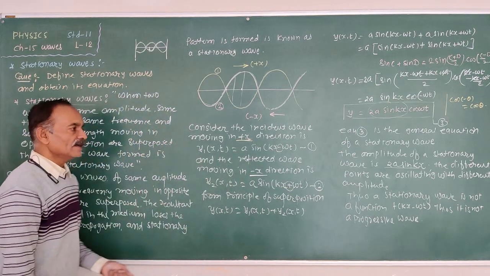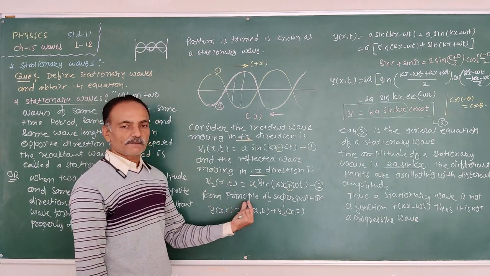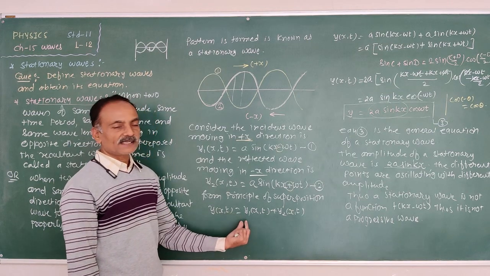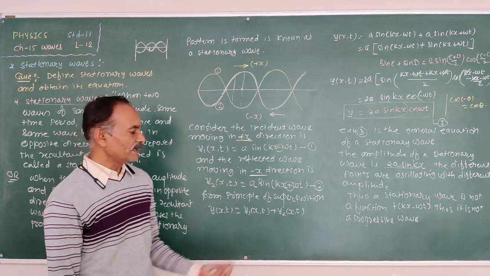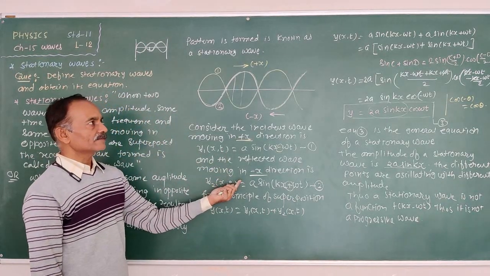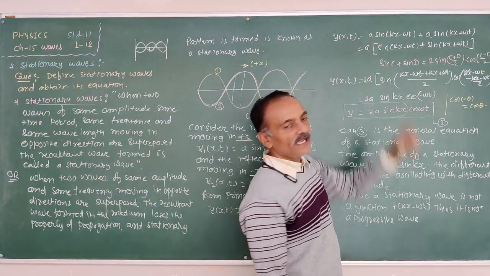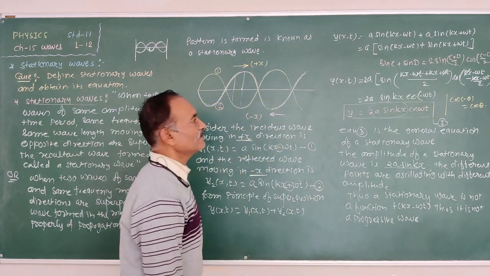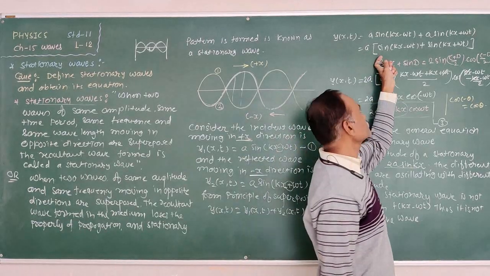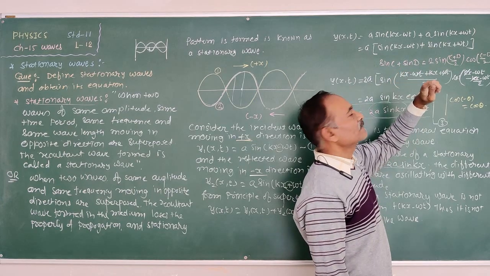So both waves are superposed at any point in the medium. Therefore, from the principle of superposition, the resultant displacement y is the vector sum of the displacements of the individual waves. Here we substitute the values of y1 and y2. Therefore, the resultant displacement y(x,t) is equal to a sin(kx - omega t) plus a sin(kx + omega t). A is common: sin(kx - omega t) plus sin(kx + omega t).